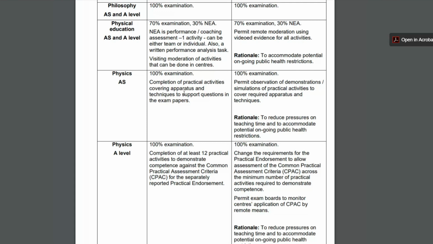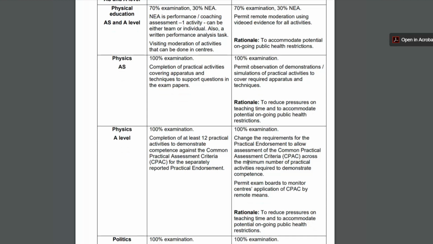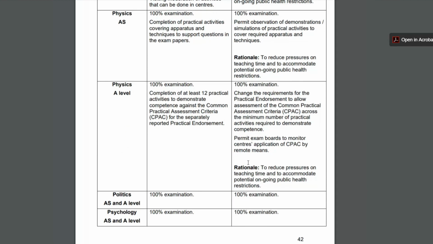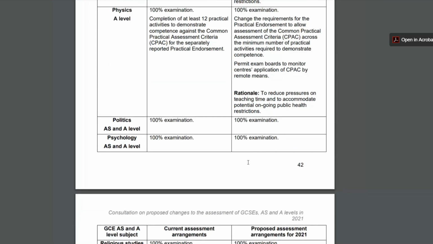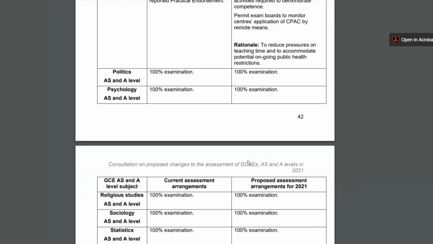Physics, AS and A level goes the way of biology, chemistry and geology, where you're watching the stuff take place and the CPAC isn't quite going to be moderated or monitored the same. So no massive changes there.